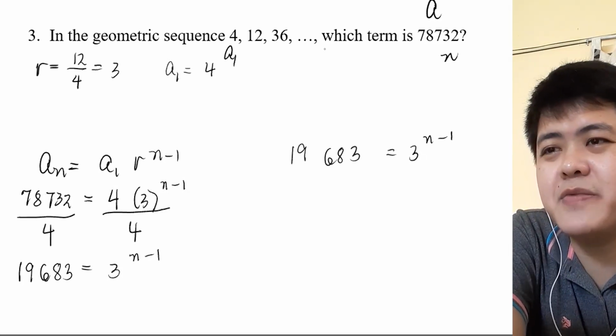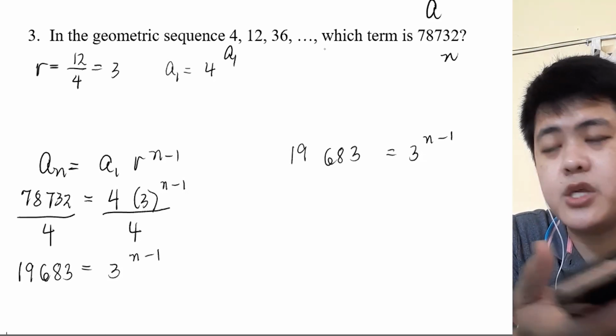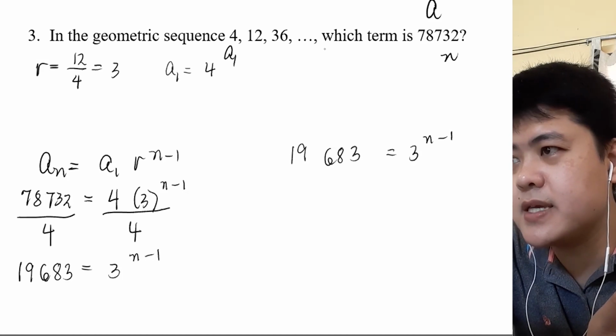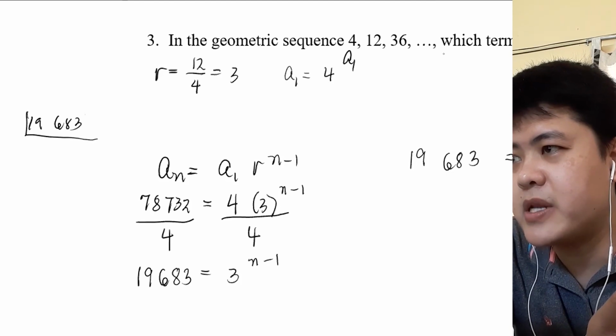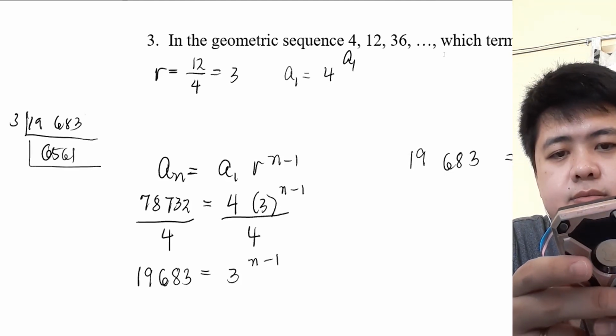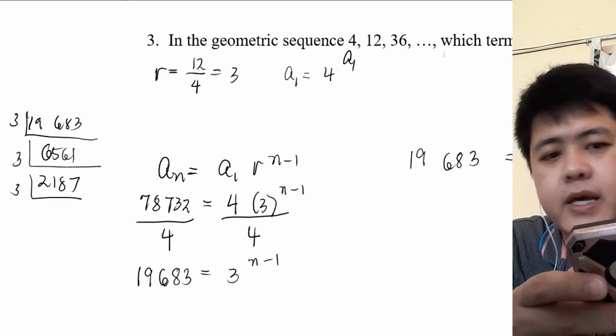This is divisible by 3. I feel it's divisible by 3. Just divide by 3, continuous division. Let's try. 19,683 divided by 3. What will happen if you divide this by 3? Divide again by 3. 2187, right? Divide by 3 again.